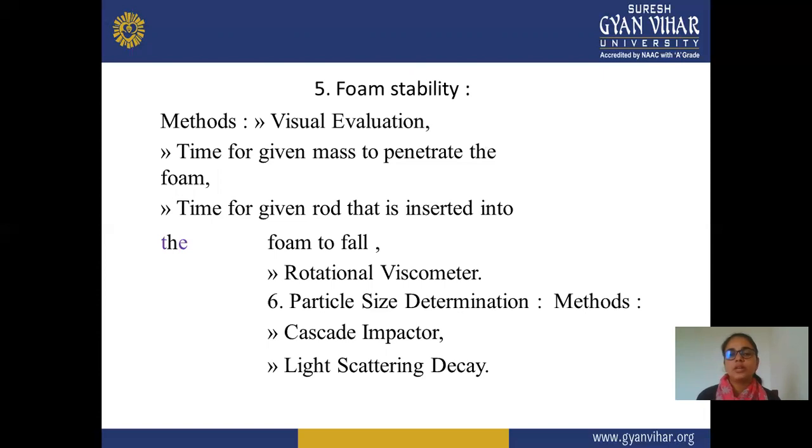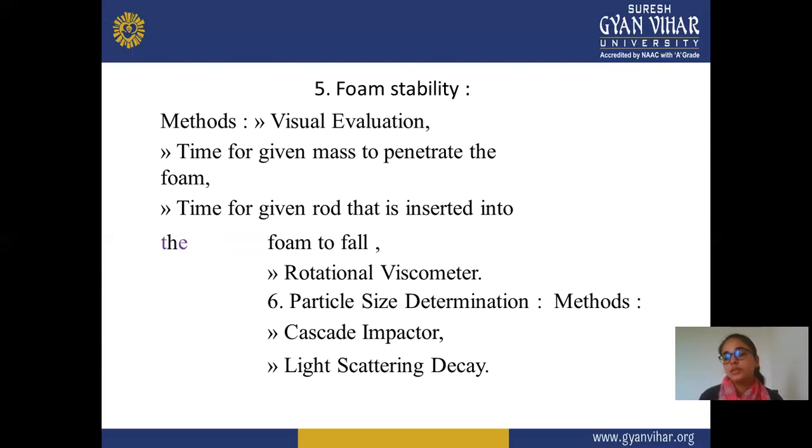In this, we measure the time for a given mass to penetrate the foam, and the time for a rod that is inserted into the foam to fall. It means when we apply the pressure, we see how much foam is expelled at a particular time, and then check how much time it stays stable by inserting a rod into the foam to see when it falls. A rotational viscometer is also used for checking this.